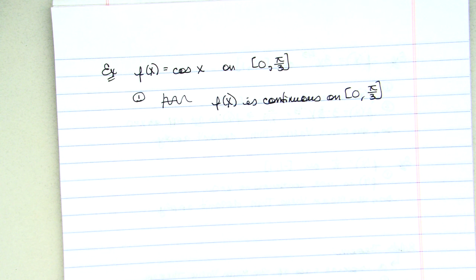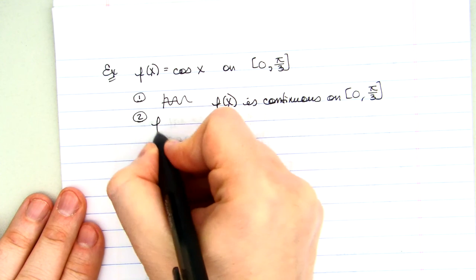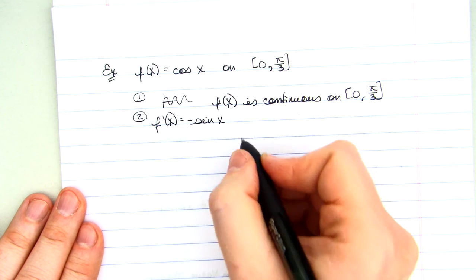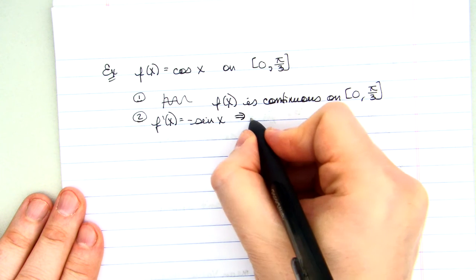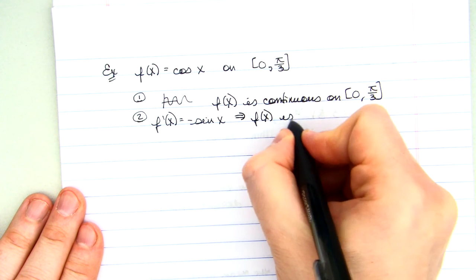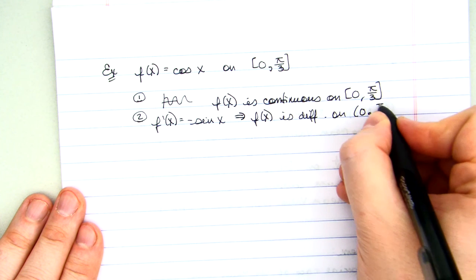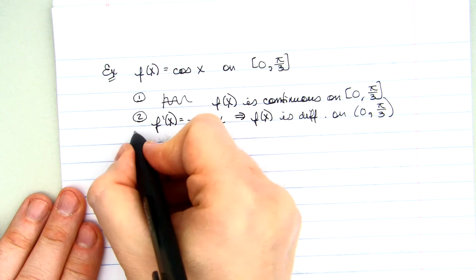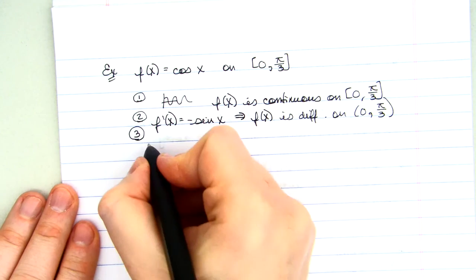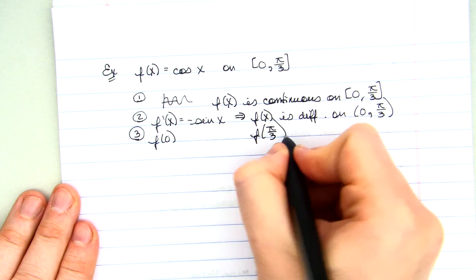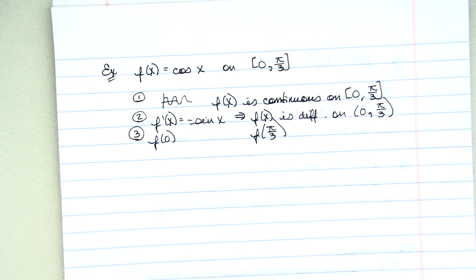Are we differentiable between 0 and pi over 3? Well, f prime of x, the derivative of the cosine of x, is the negative sine of x. Yeah, I know that there are no issues with that one, so f of x is differentiable on the open interval from 0 to pi over 3. Find f of 0. Find f of pi over 3. Let's make sure those are equal. Does f of 0 equal f of pi over 3?